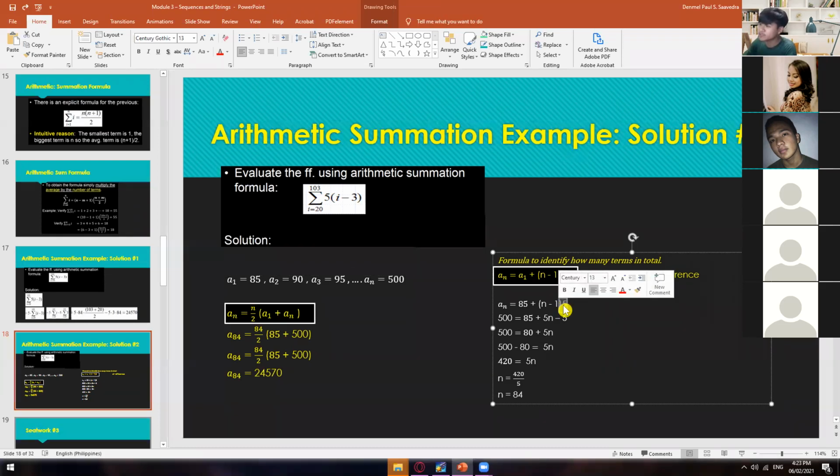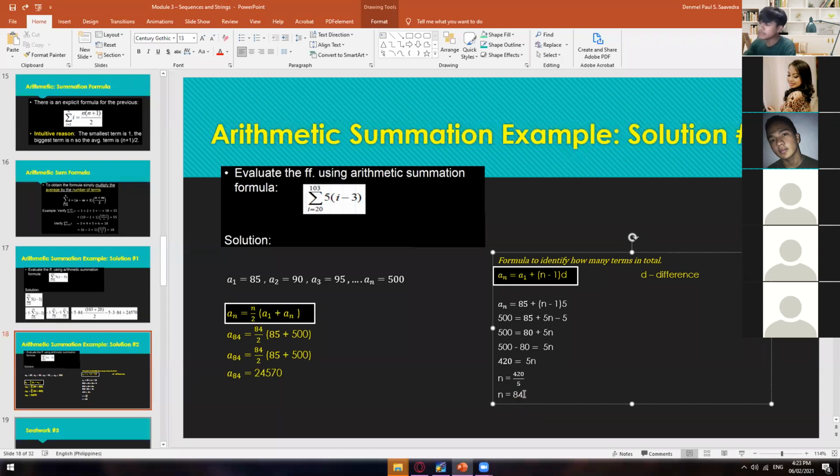And then just simply distribute this one. So 5 times n times negative 5, which is now this one. Then simplify. Your a sub n here is 500. Keep on simplifying: 85 minus 5 is 80. Then transpose this on the other side, so 500 minus 80 is equal to 420. Your goal here is to get the value of n, the total number of terms in this range from 20 to 103. As you can see, 420 divided by 5 is 84.